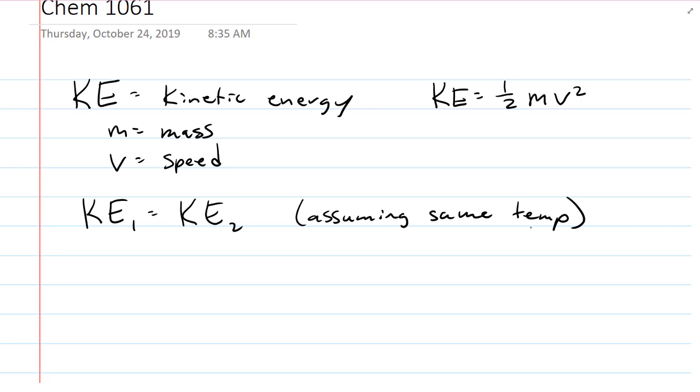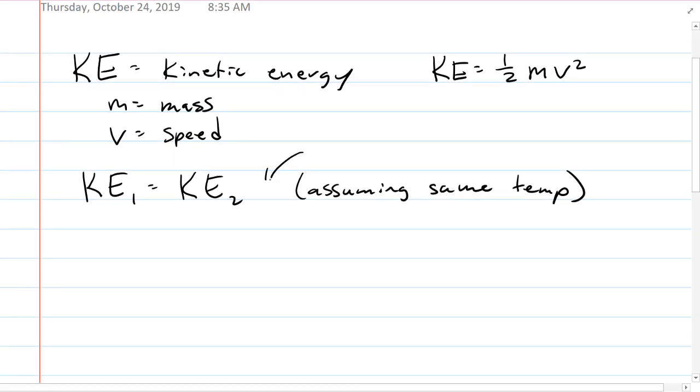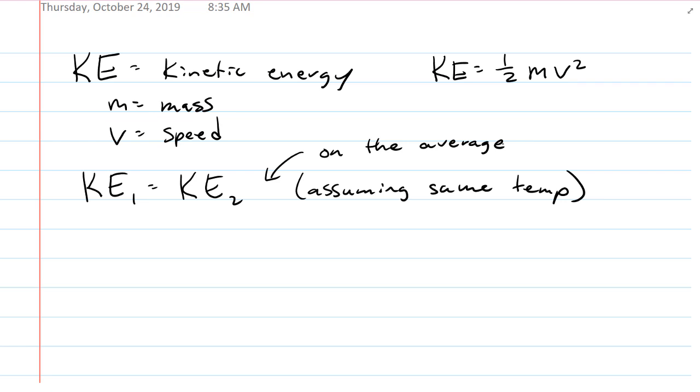So now, we might have predicted it like this. We could say that the kinetic energy of gas 1 is equal to the kinetic energy of gas 2. And that's true on the average. Because some molecules move faster, some molecules move slower, but if we're talking about the average speed of the particles, then their kinetic energies are equal.